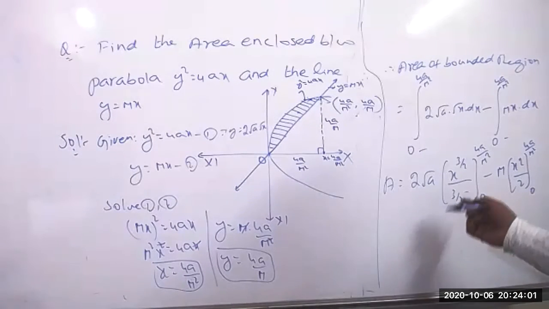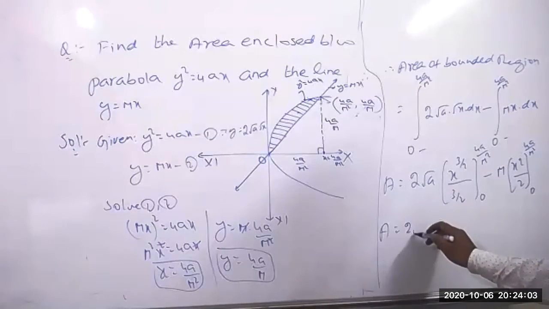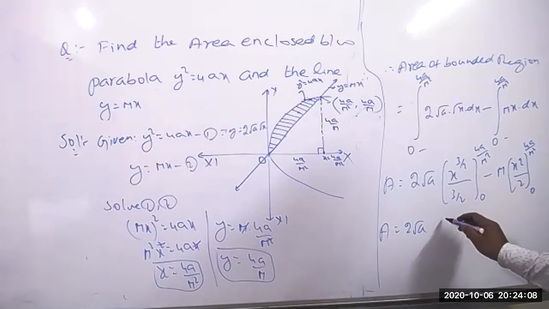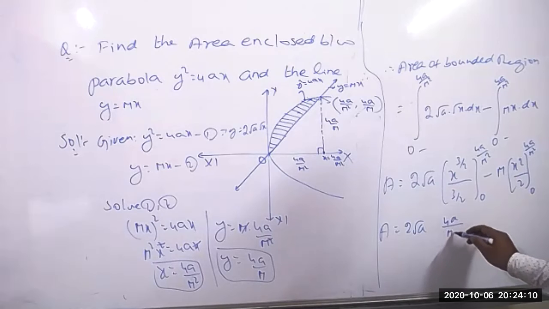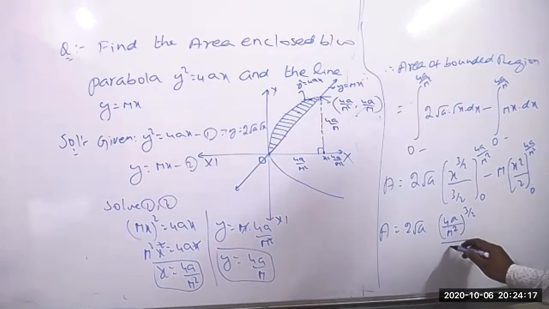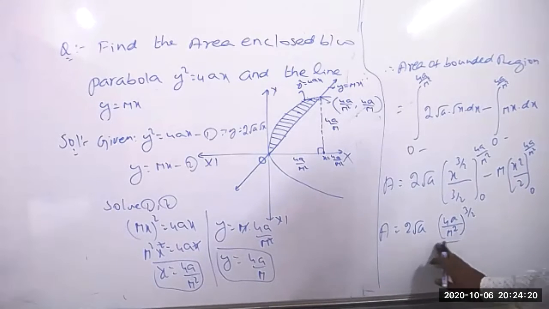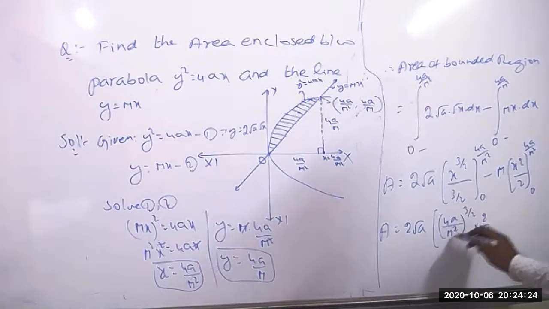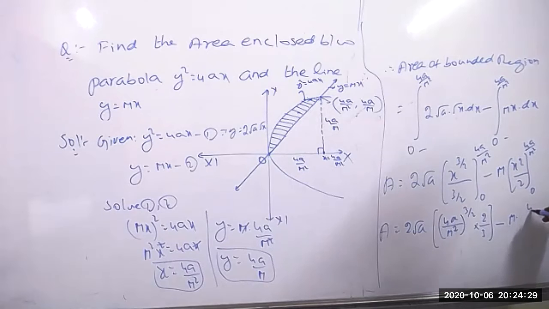Okay. So area equal to, you can write now 2 into root a, upper limit minus lower limit. Any of the second will be 0 only. So 4a by m square, whole power 3 by 2 by 3 by 2. 3 by 2 also you can take reciprocal now into 2 by 3. One thing minus m into 4a by m square whole square by 2.